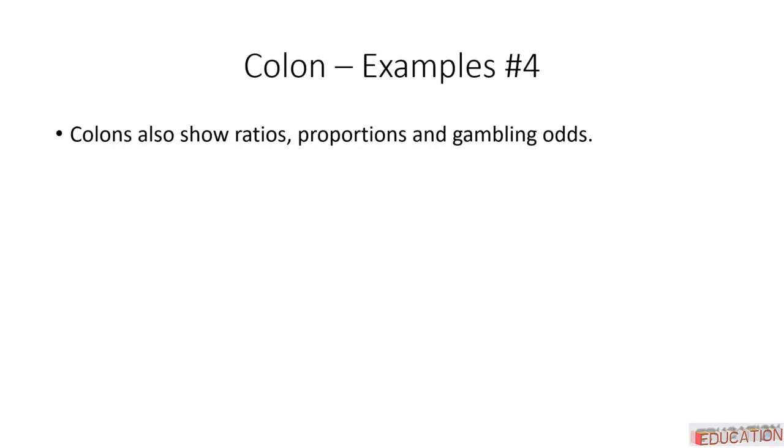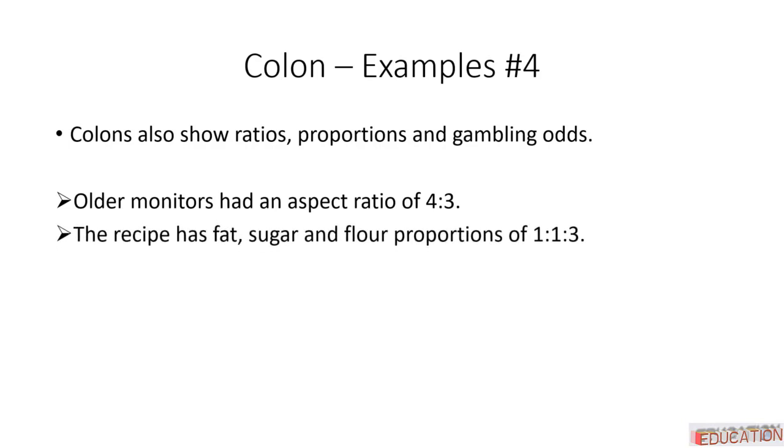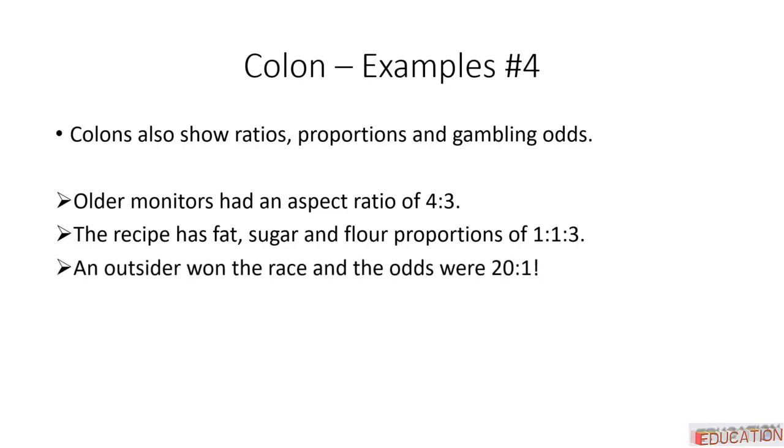And colons show proportions, ratios and gambling odds. So older monitors had an aspect ratio of 4:3. And please note the way we say this, we don't say 4:3, we say 4:2:3. And we'll see this in other examples as well. The recipe has fat, sugar and flour proportions of 1:1:3, which means 1 part fat, 1 part sugar, 3 parts flour. Or an outsider won the race and the odds were 20:1.